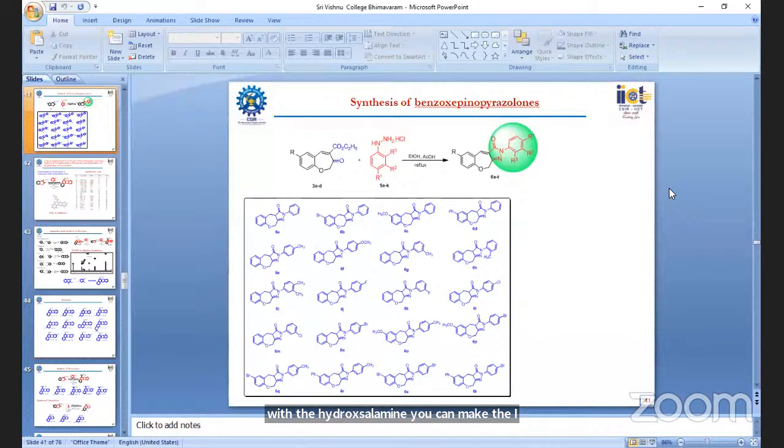If, instead of hydroxylamine, you use phenylhydrazine hydrochloride, it is also a benchtop chemical. It is available everywhere.